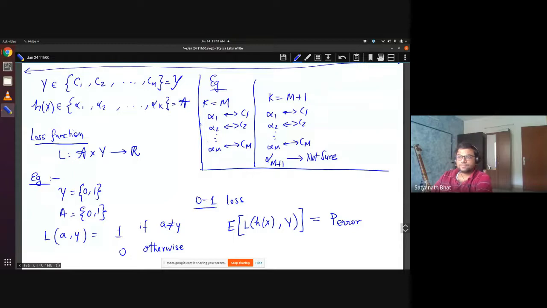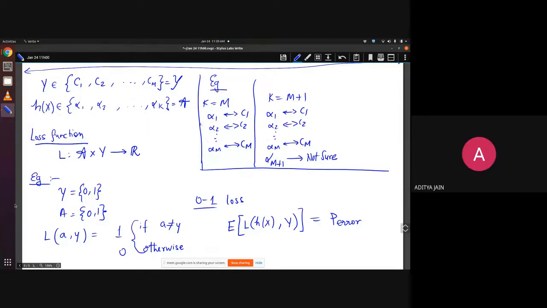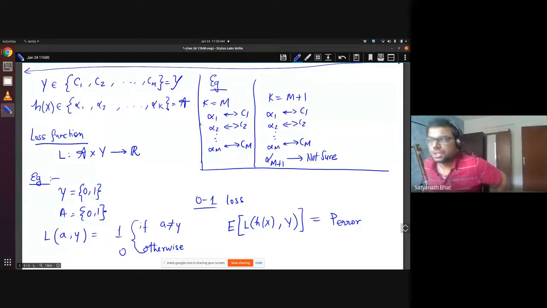Okay, is everybody able to appreciate how this is working? Yes, sir. So a loss function can capture your probability of error. All you need to do is make an error only when they don't agree. Otherwise, you say there is no loss. So when you try to minimize this, you end up minimizing the probability of error.